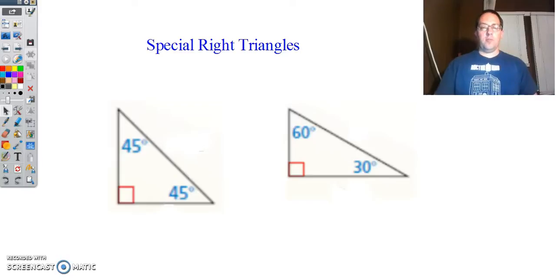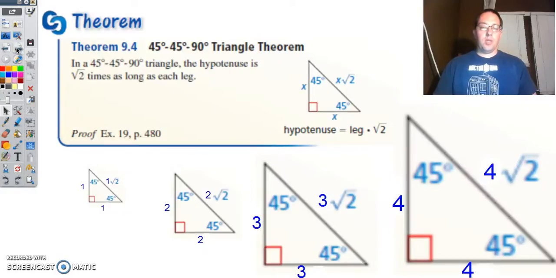And there's two kinds of special right triangles. We have 45-45-90s, named because of the angles, 45 degrees, 45 degrees, and 90 degrees, and 30-60-90s, again, named for the angles. And they do some special things, kind of shortcut the Pythagorean theorem.